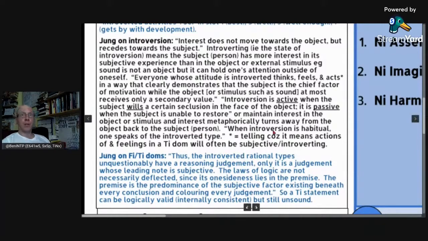When introversion is habitual, one speaks of the introverted type. So that's interesting that he's using that as a sort of diagnostic thing. So as you would ask Carl Jung, what is an introvert? Well, it's someone who eventually acts in an introverted way.